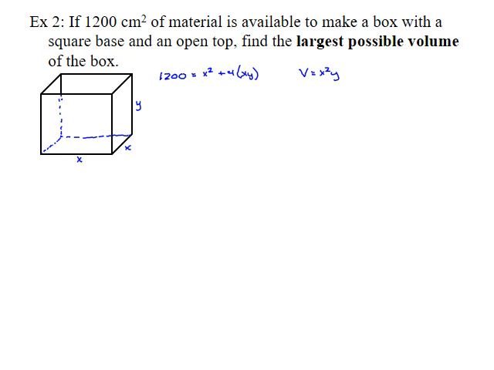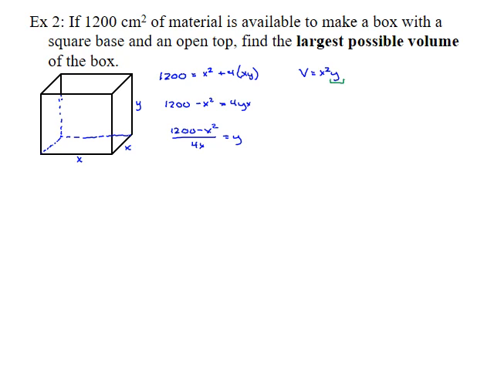Very similar to the last problem we did. The problem is that you need this y in the volume to go away. So that means we're going to solve for the y in the surface area formula. So I can say that 1,200, if I move the x squared over, make it minus x squared. 1,200 minus x squared is equal to 4yx. Then to get the y by itself, divide everything by 4x. And while it's not pretty, this is your formula for y.